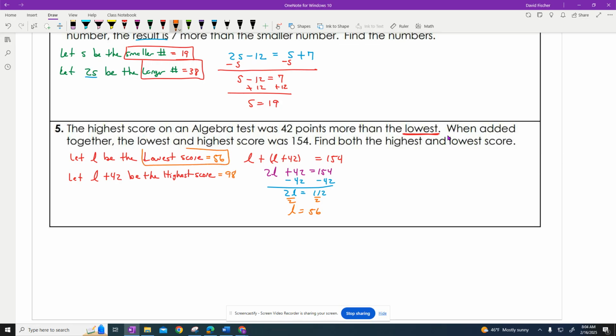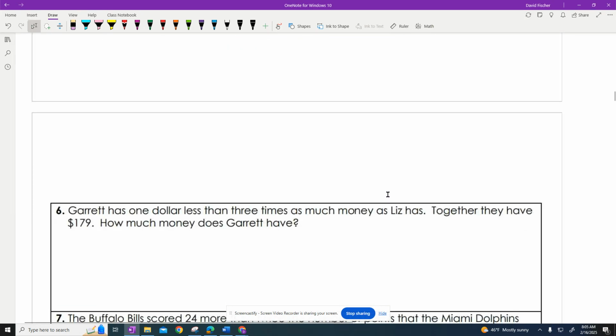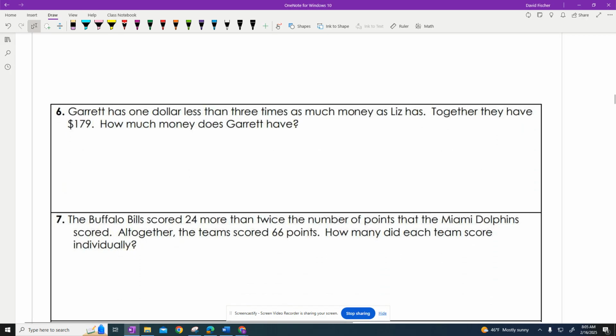There's my 2 answers. So sometimes we'll start using other letters other than S's here, and you'll see. I like to use the first letter of the word here for my variables rather than just X, Y all the time. Oh, this is a good one. Garrett has $1 less than 3 times as much money as Liz. Well, I don't know how much money Liz has. Together they have $179. Now how much does Garrett have? So I'm going to use Liz as my smallest guy. So I'm going to say L is Liz's money.